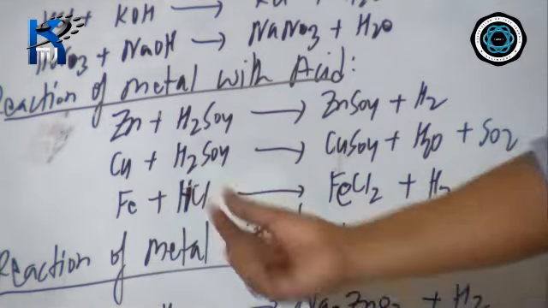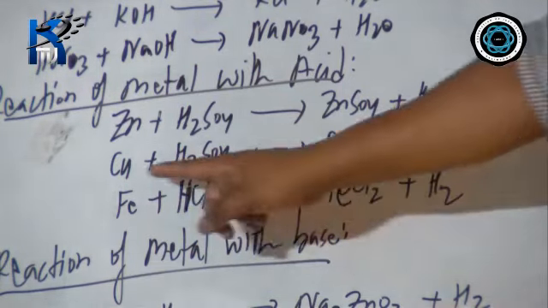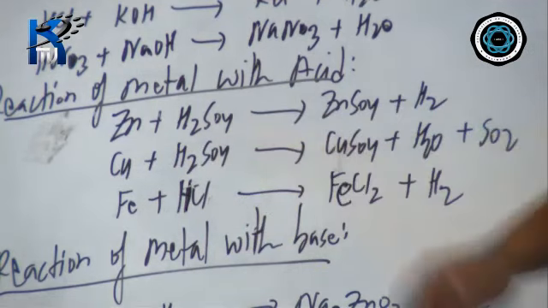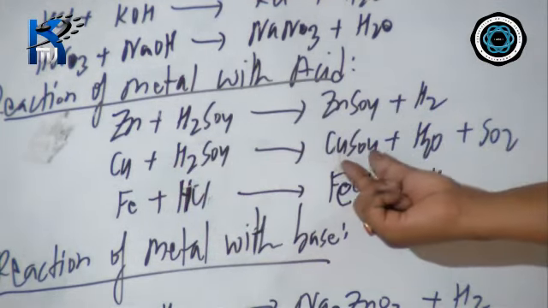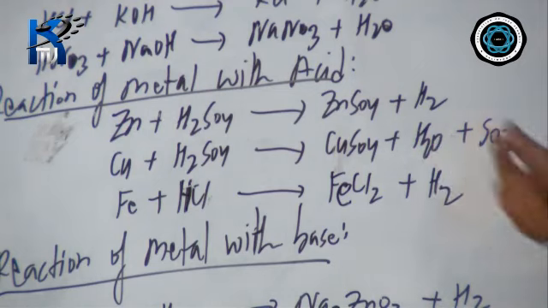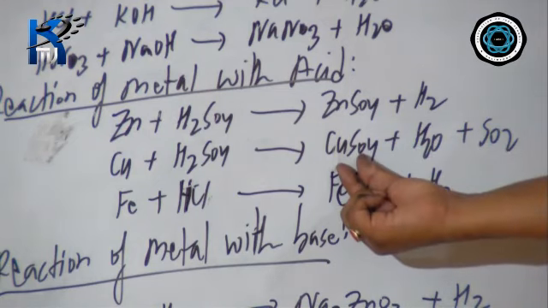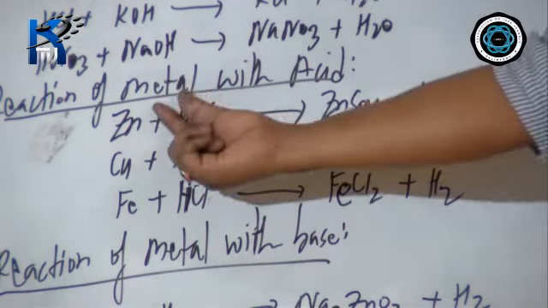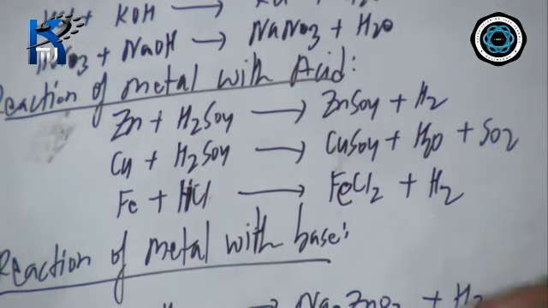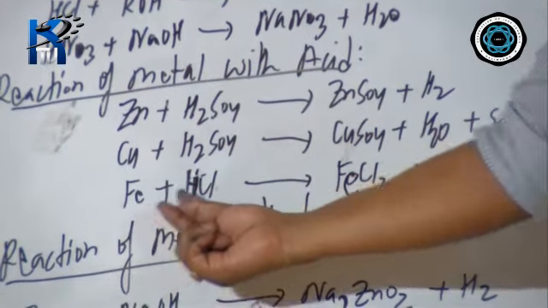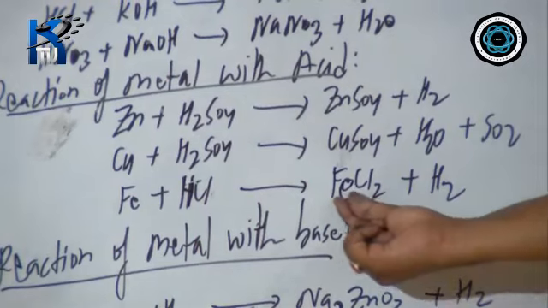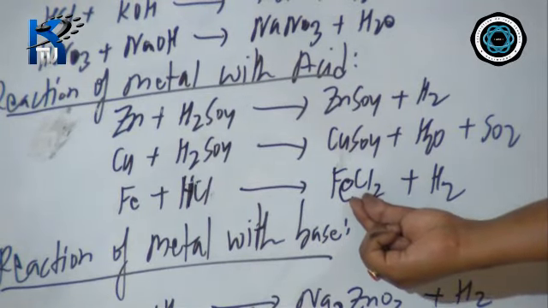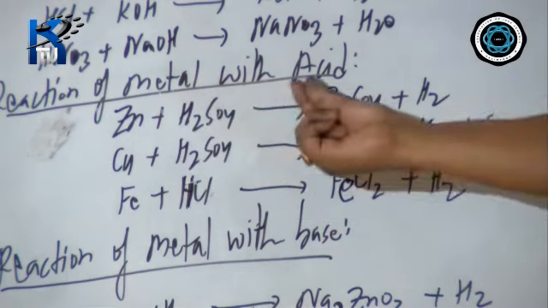Now when copper reacts with sulfuric acid, copper is a metal, sulfuric acid is an acid. When these two react, you get copper sulfate, sulfur dioxide, and water. And copper sulfate again is a salt prepared by reaction of metal with acid. Similarly, when iron, a metal, reacts with hydrochloric acid, you get iron 2 chloride along with hydrogen. It is also a salt prepared by the reaction of metal with acid.